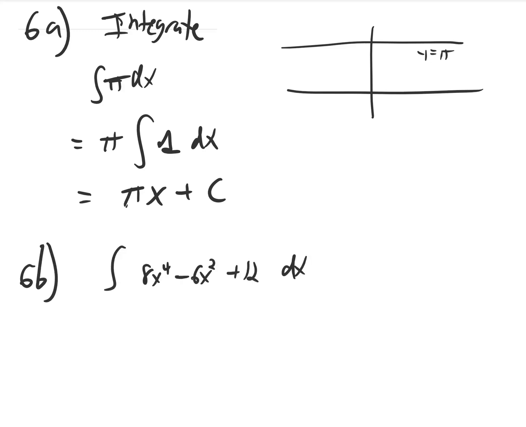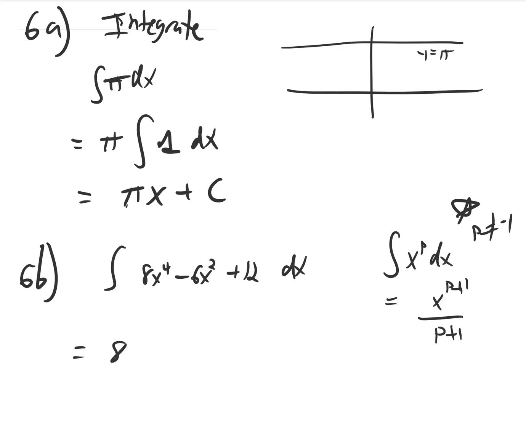Next up, we're integrating a polynomial. We'll just use the power rule a bunch of times, which says that the integral of x to the p dx is x to the p plus 1 over p plus 1 for p not equal to negative 1. All right, so this will be 8 times x to the 5 over 5 minus 6 times x to the 3 over 3 plus 12 times x to the 1 over 1. I'll just write x. And don't forget plus c.